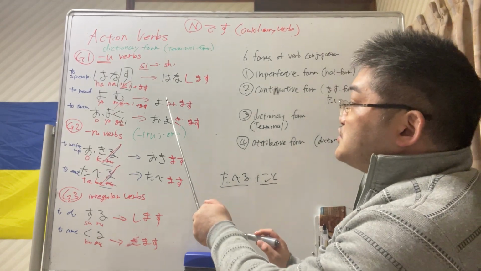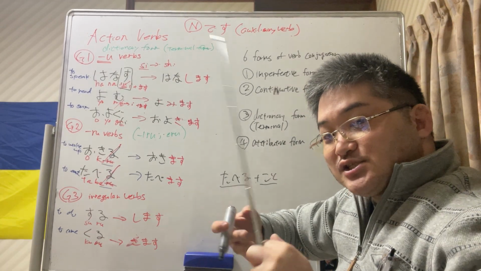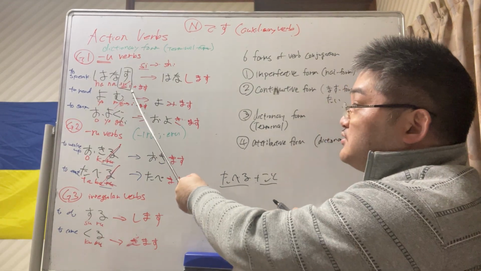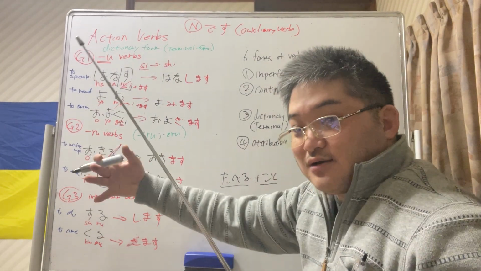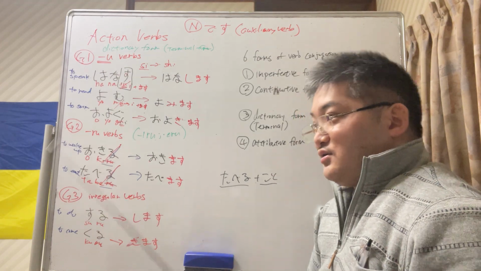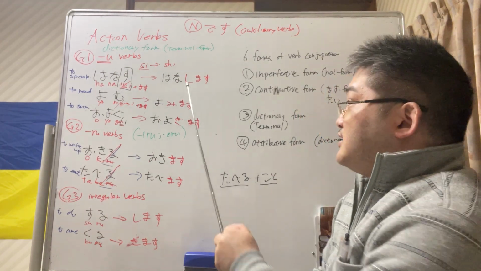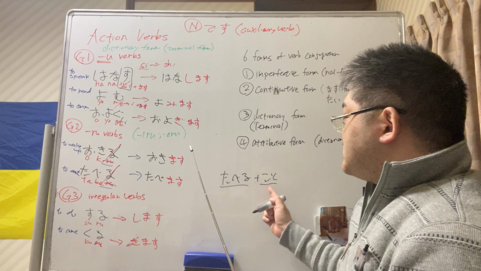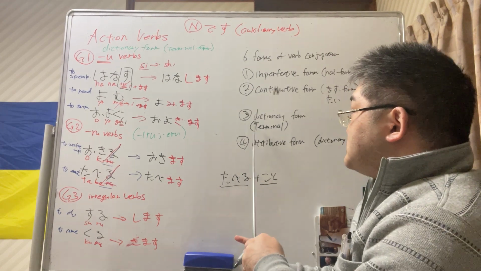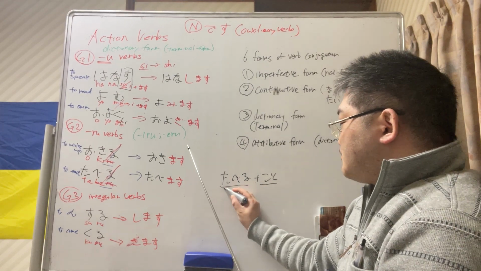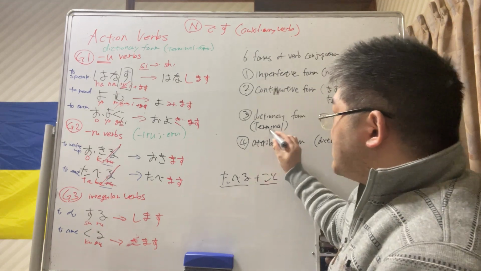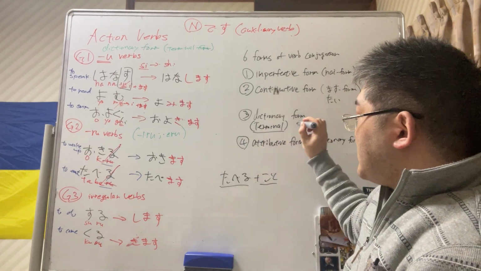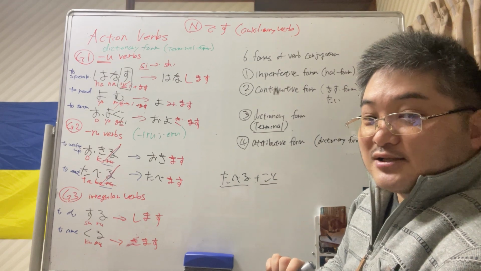Continuity form, you have to change the ending to make it mean something different, like mu or tai. But with this one, the attributive form, you don't change anything. You use the dictionary form, but dictionary form by definition is the terminal form, so it has to stop. It has to end the sentence.